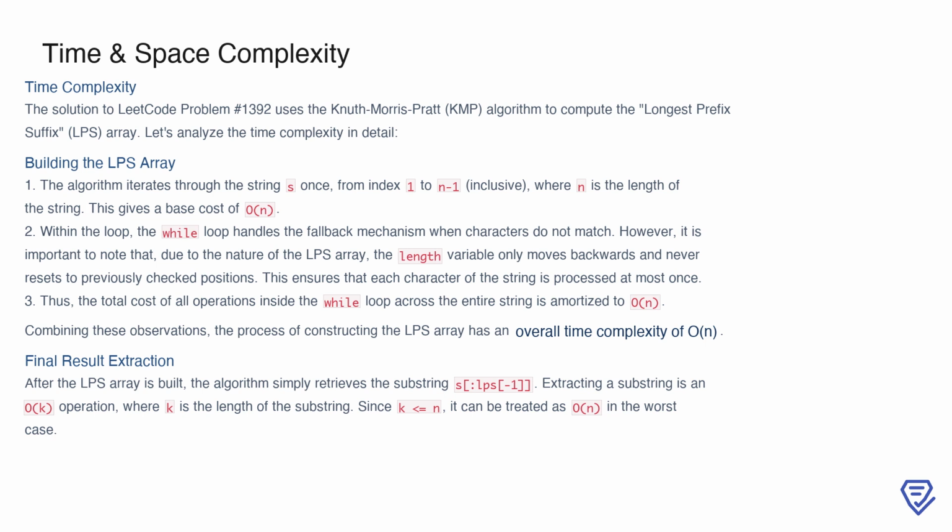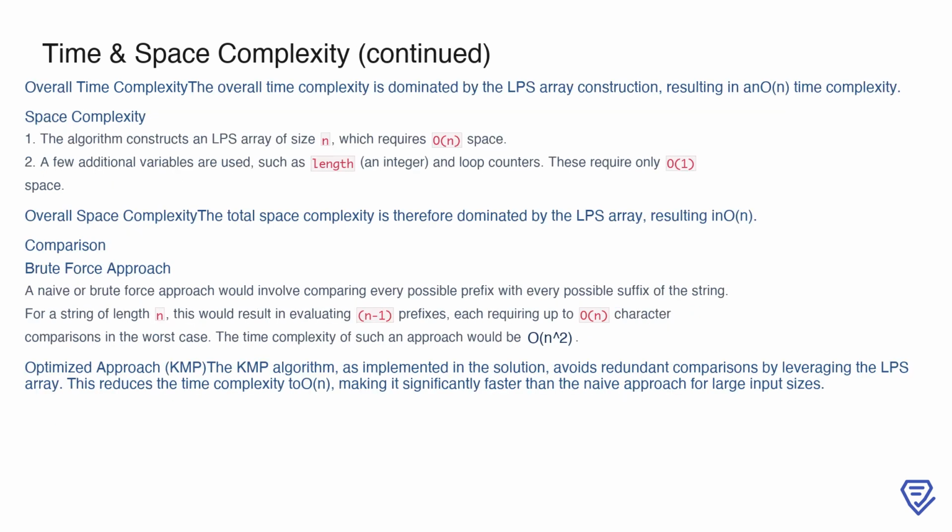Once the LPS array is ready, the algorithm retrieves the result by slicing the string using the value at the last index of the LPS array. This operation is O(k), where k is the length of the resulting substring. Since k is always less than or equal to n, this operation is also O(n) in the worst case. Therefore, the total time complexity of the solution is dominated by the LPS array construction, making it O(n). The overall time complexity of the solution, as discussed, is O(n), driven primarily by the LPS array construction.